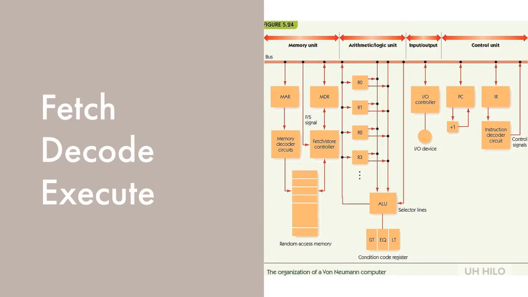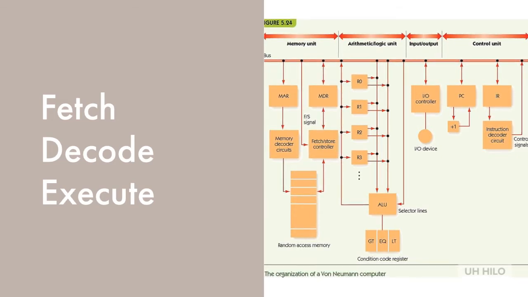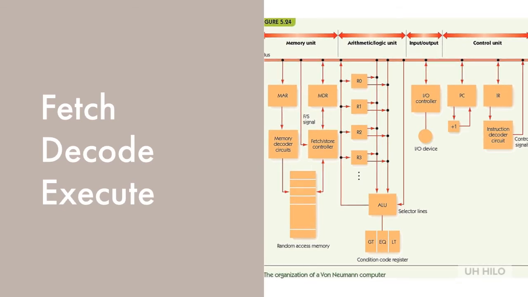The fetch phase is a bit more detailed than let on. We start by seeing where we're at in the program counter, and sending this address to the memory address register. We then initiate the fetch and send the data from the address to the memory data register. The instruction then gets moved to the instruction register. Lastly, we increment the program counter by 1 to go to the next instruction.